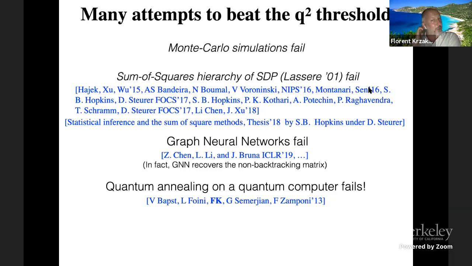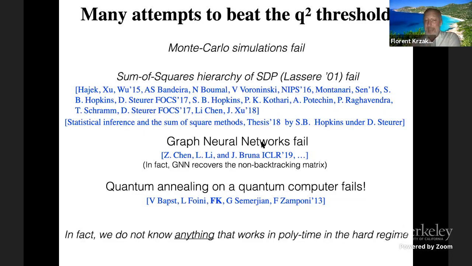We tried even quantum annealing at some point. Even if we don't have a quantum computer, we have the quantum replica method and the quantum cavity method. So we tried to see what's going on, and we show that it doesn't work even if you have a quantum computer. So we don't know anything so far that worked in polytime in our version. We don't know of any method that is actually able to output something that correlates with the truth in this region.